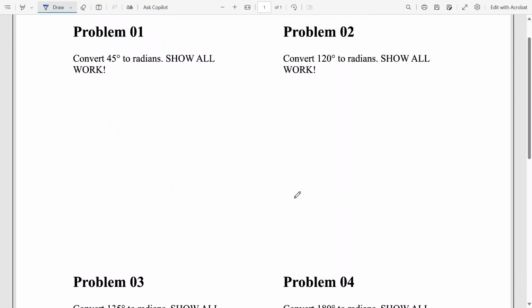In this video, we're going to convert degrees to radians. Let's start with problem one. We're converting 45 degrees to radians.